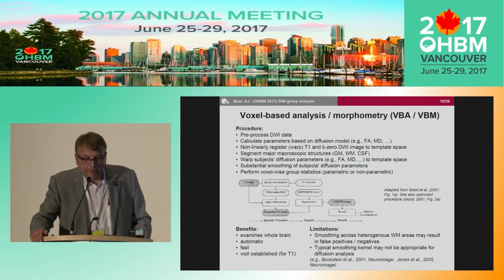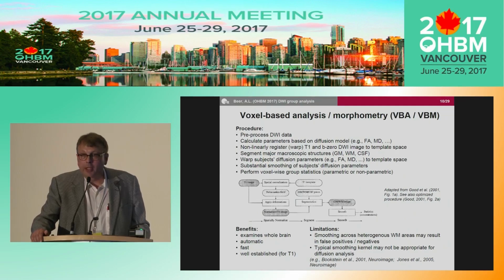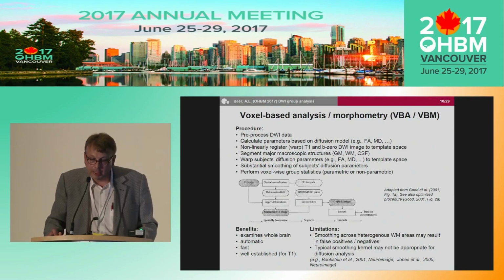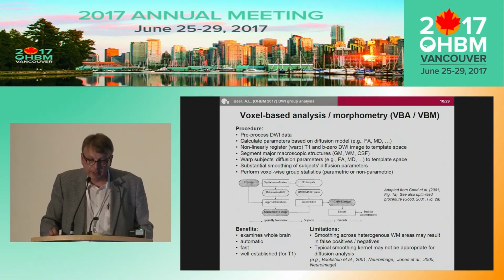It has a lot of benefits. It examines the whole brain, it's automatic, it's fast, and at least for T1 weighted analysis, it's quite well established. However, it has a few limitations, which are pointed out by Jones and some other colleagues. One limitation is the smoothing.